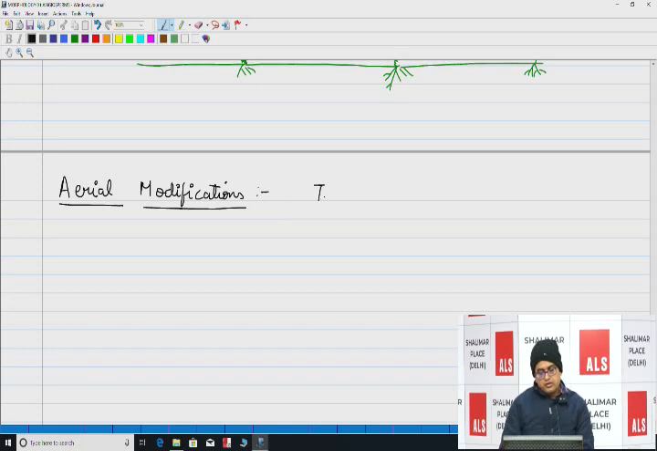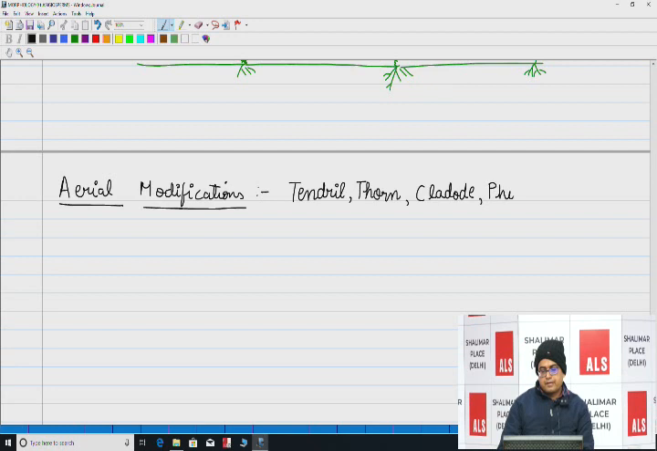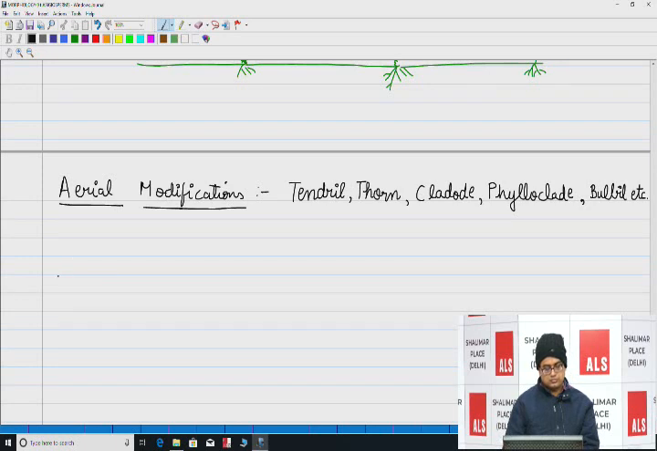basically like tendril, thorn, cladode, phylloclad, bulbil, etc. Tendril, so what is a tendril?